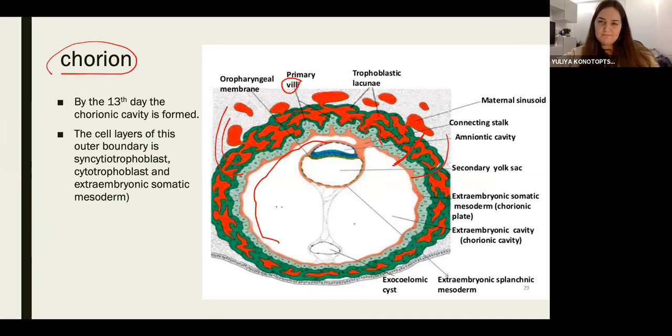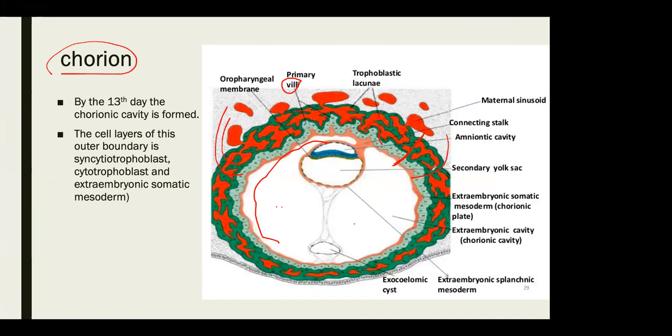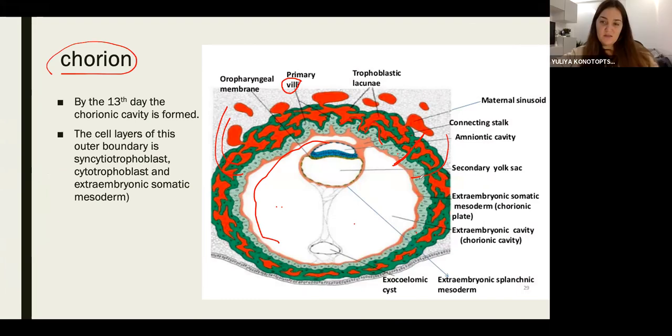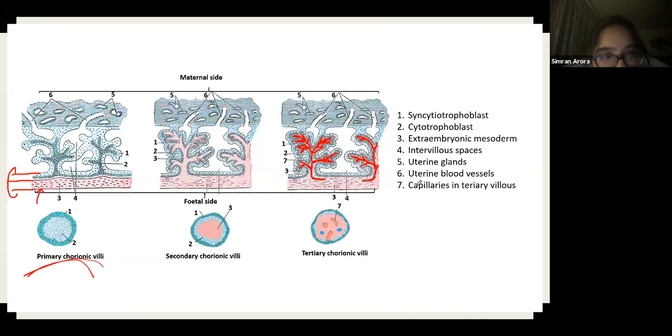So what's the top layer? Syncytiotrophoblast, then cytotrophoblast, and then somatopleuric mesoderm. Okay, cool. We go here.